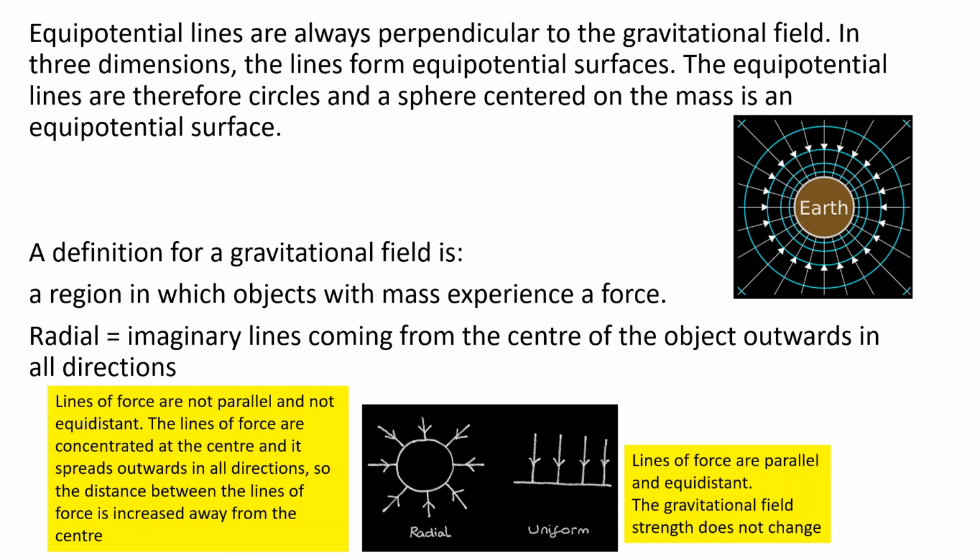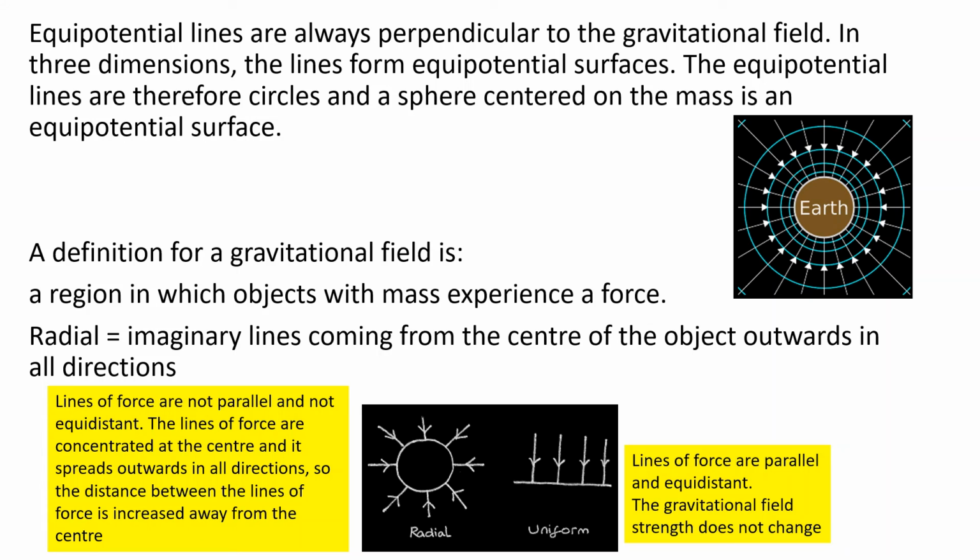So if we look at the diagram at the bottom of the slide, here it is uniform. So the word uniform means that the lines of force are parallel and equidistant. Parallel means that the distance between them never changes. I suppose the word parallel implies equidistant. This is if you were on a flat space. So if it was flat and you've got lines that are parallel, then they will be equidistant. The gravitational field strength does not change because they are parallel and equidistant.